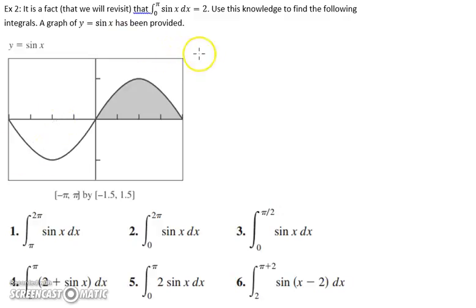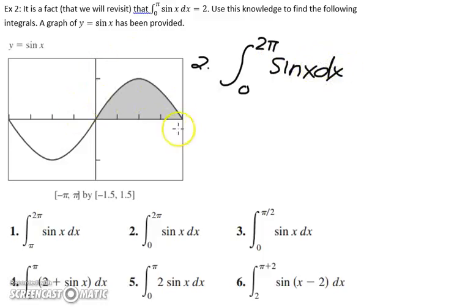Alright, so let's see how well you did. For 2, we want the integral from 0 to 2 pi of sine of x dx. So here's 0 to pi. Remember, 2 pi would go like this. So we'd have this area here. We talked about this area here being negative. These are symmetric, so we should have gotten an area of 0.